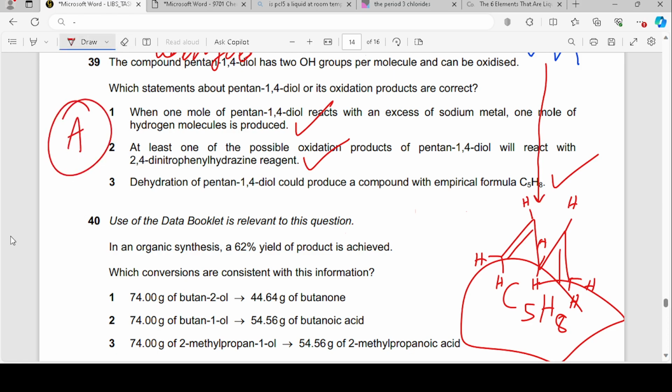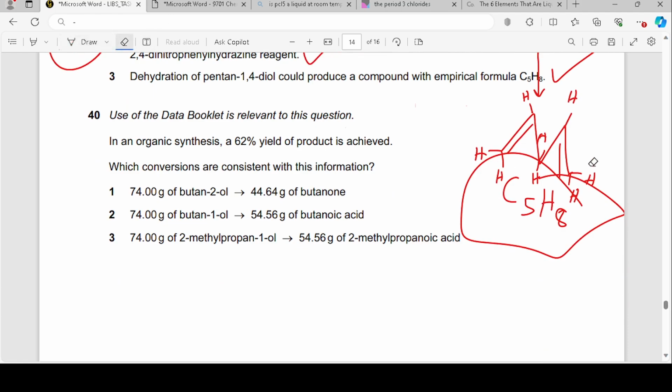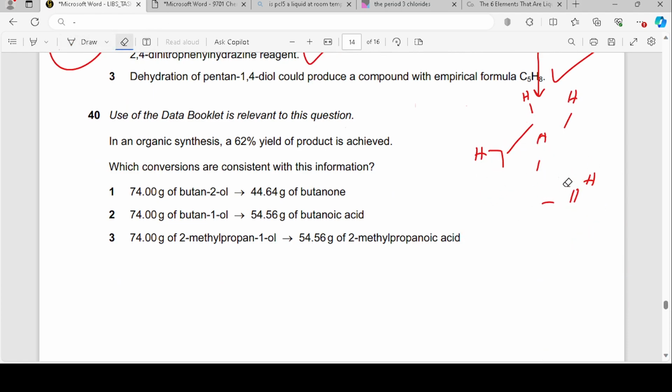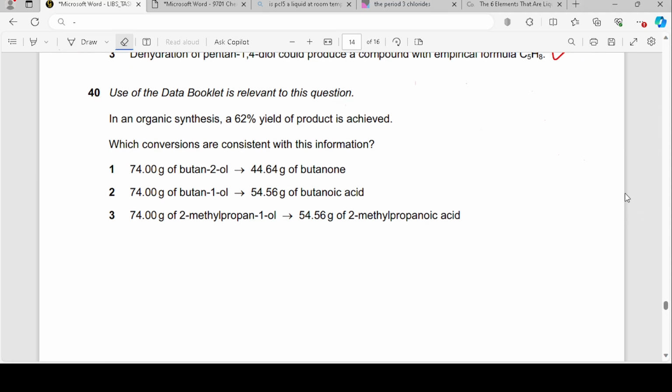Okay, now let's go to the last question. Use of the data booklet is relevant to this question. In an organic synthesis, a 62% yield of product is achieved. Which conversions are consistent with this information? You have 74.00 grams of butanol, giving you 44.64 grams of butanone, and so on. So let me just try out every option here.